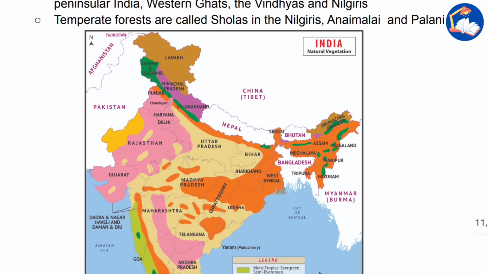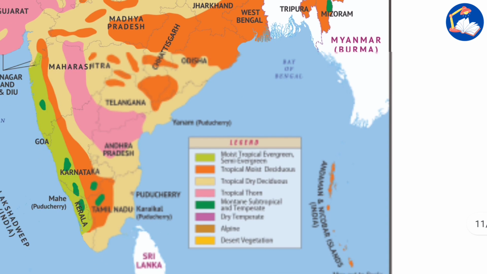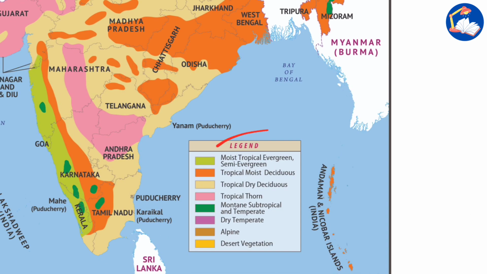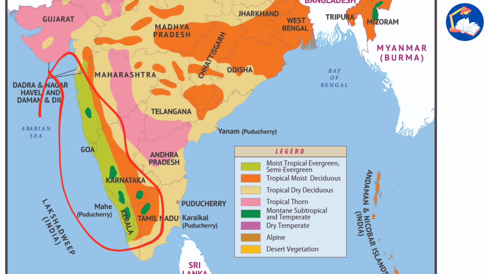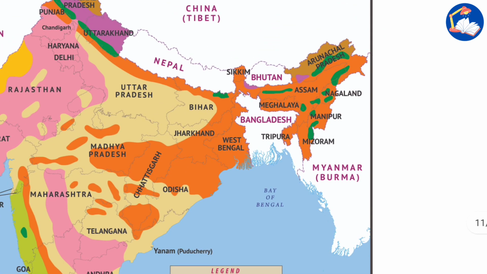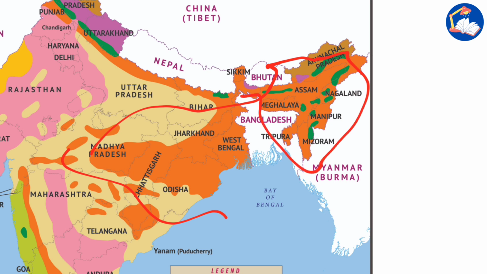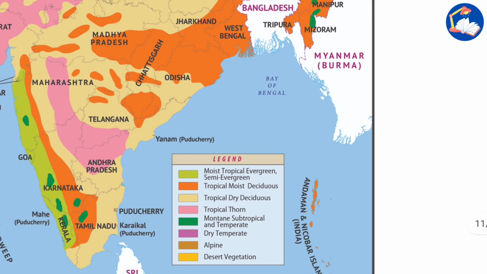Now we have the map for natural vegetation. So moist tropical evergreen, semi-evergreen. It's in the Western Ghats region. We have that kind of vegetation. And tropical moist deciduous, which is the most widely spread, we have over here, and also in the eastern regions, especially northeastern region, and also in the Himalayan and the slopes of plains of the Himalaya, and also in Odisha, West Bengal regions. Just as we have the deciduous forest.